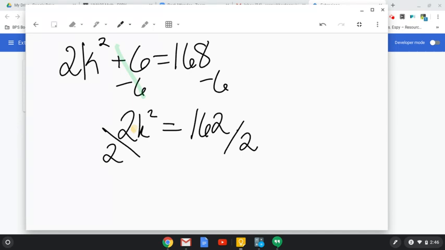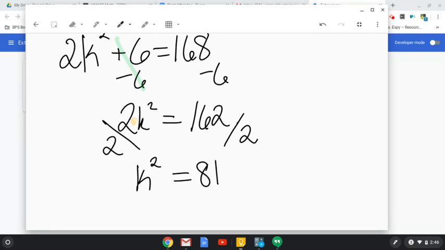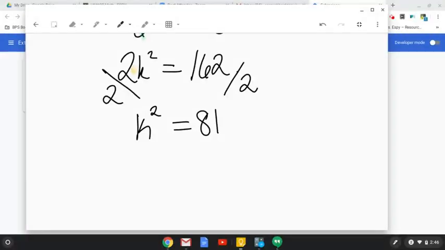On the left side, k squared is going to come down. On the right side, 162 divided by 2 is 81. So now you can take the square root of both sides. You can't take the square root of both sides until your equation looks like this, where it's a variable squared. Once you get to that point, you're golden.